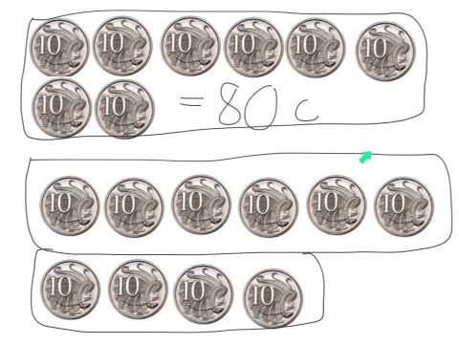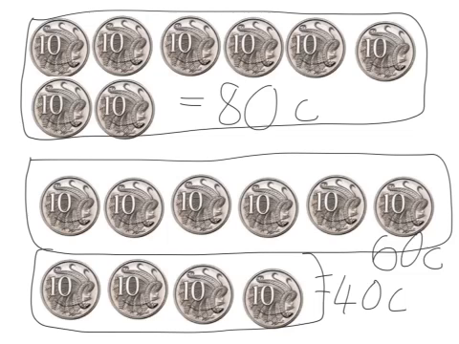Let's have a look at the next collection underneath here. So I start at the first one and I skip count in tens as I touch each one. 10, 20, 30, 40, 50, 60. So that one is 60 cents. Let's take a look at this last collection of 10-cent pieces. Starting at the top here, counting in tens, 10, 20, 30, 40. So that equals 40 cents.